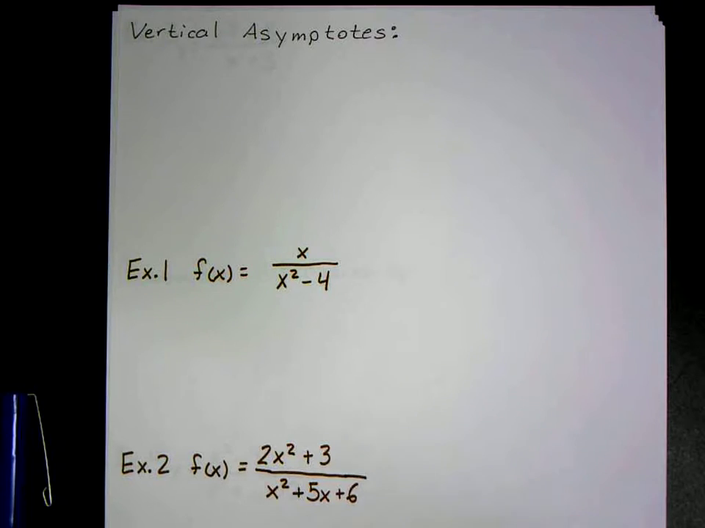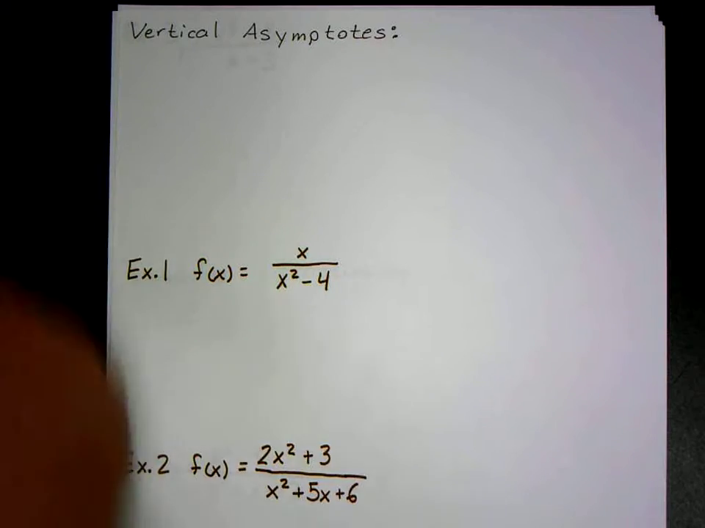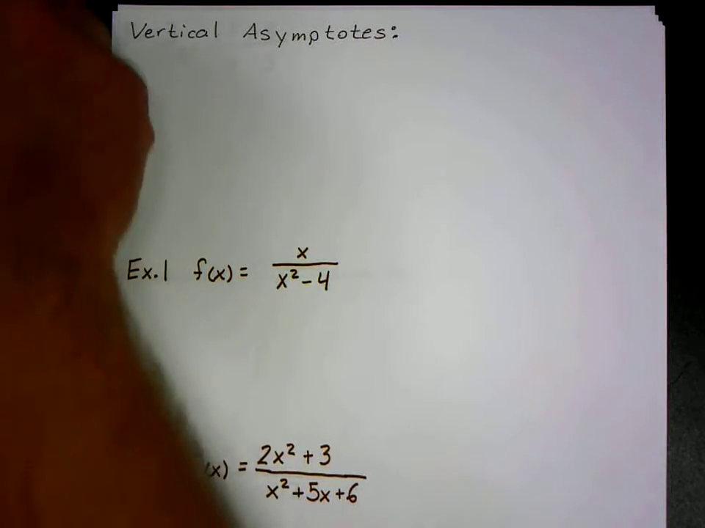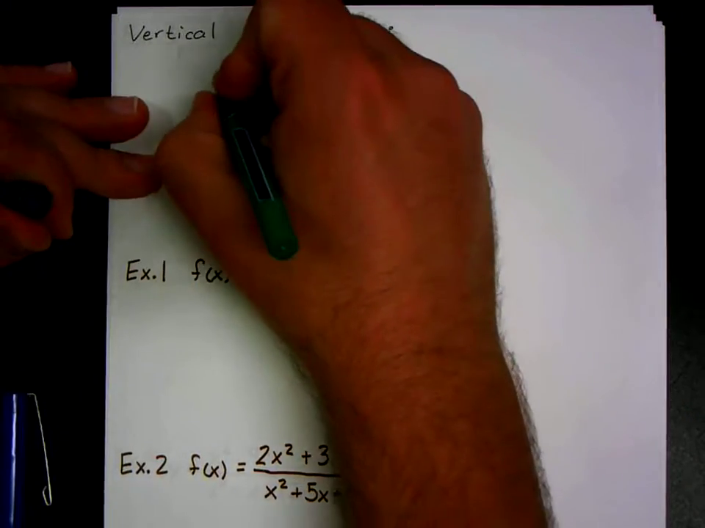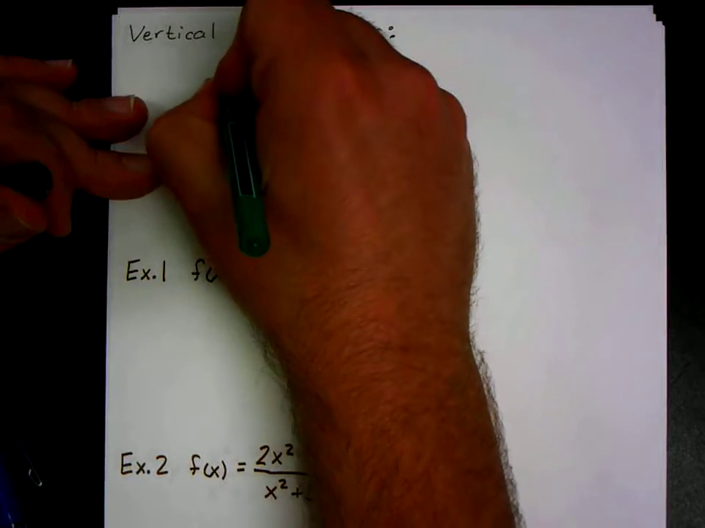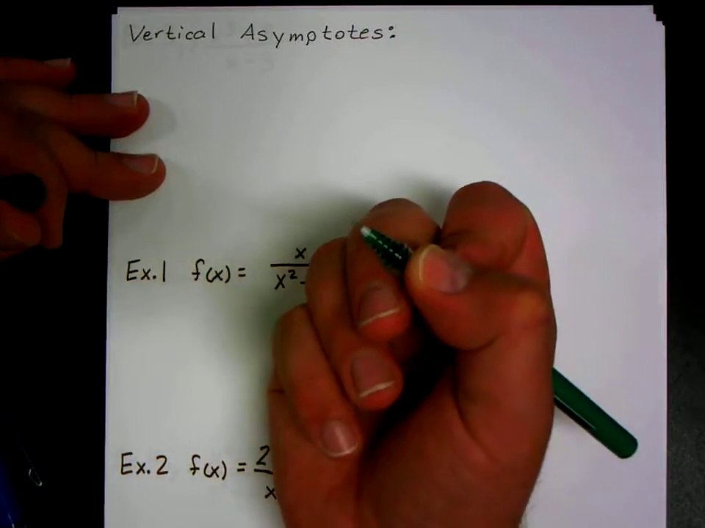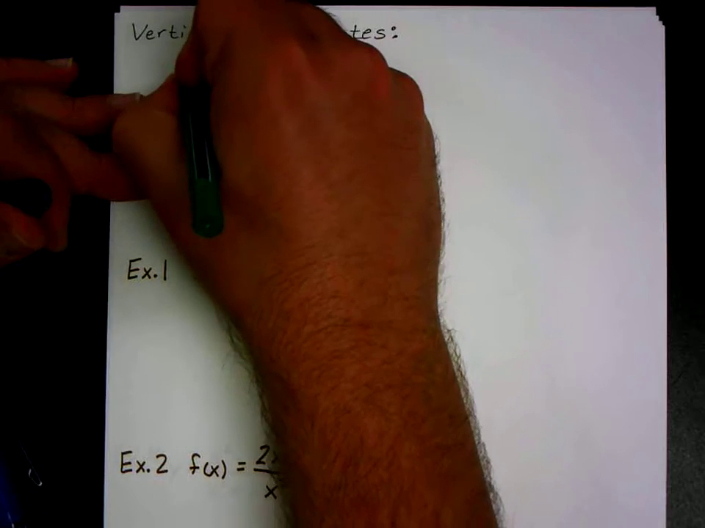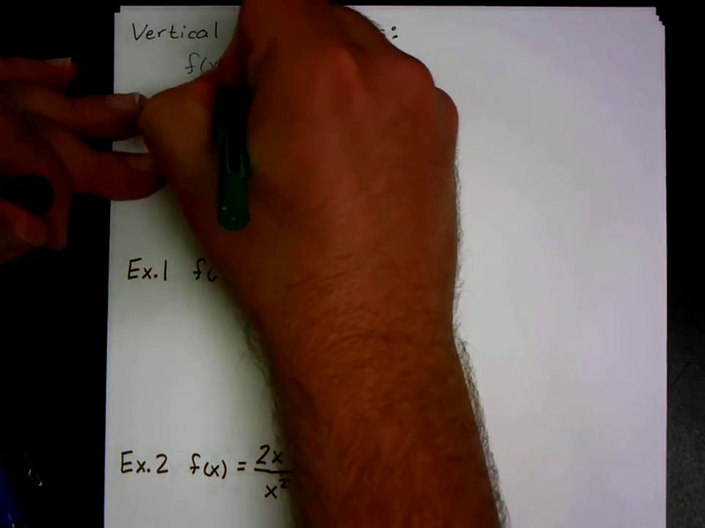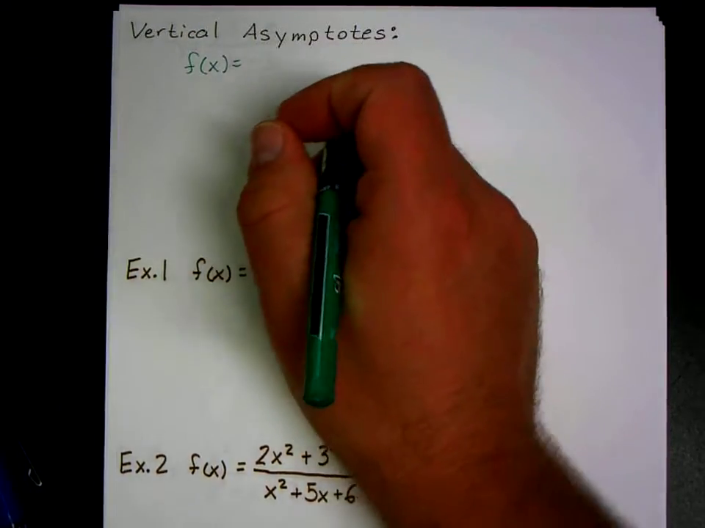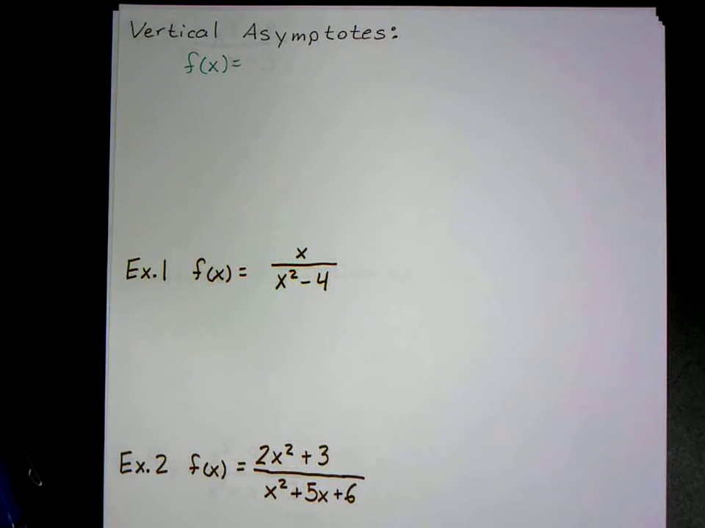Okay, vertical asymptotes. Vertical asymptotes require more work, but the rule is really easy. For vertical asymptotes, they occur whenever your denominator equals 0. What did I use for the top? G of x? Yeah.